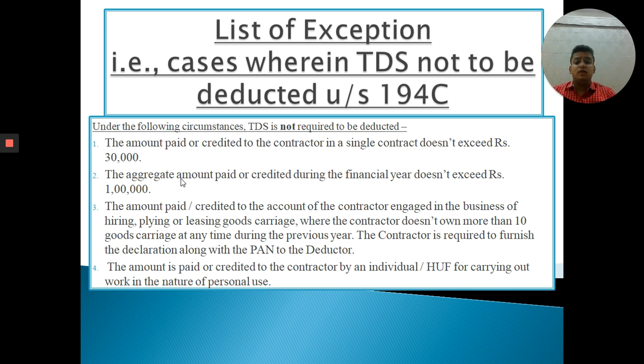Next is the amount paid or credited to the contractor by an individual or HUF for carrying out any work. That is, अगर कोई individual HUF अगर वो specified person में है, और उन लोग अगर कोई पर्सनल यूज के काम के लिए अगर कॉन्ट्रैक्टर को कोई पैसा देते हैं, तो उसमें भी हमें 194C के अंडर कोई TDS डिडक्ट नहीं करना पड़ेगा.